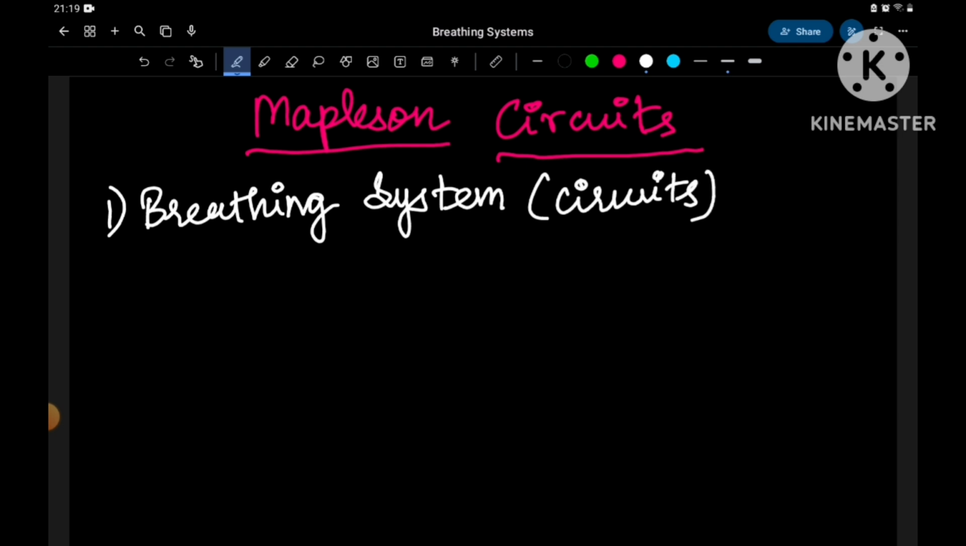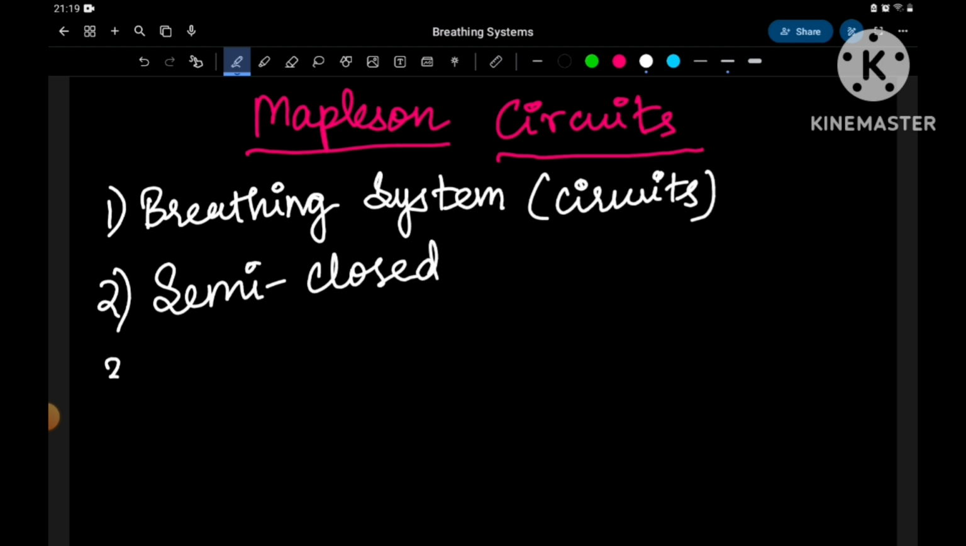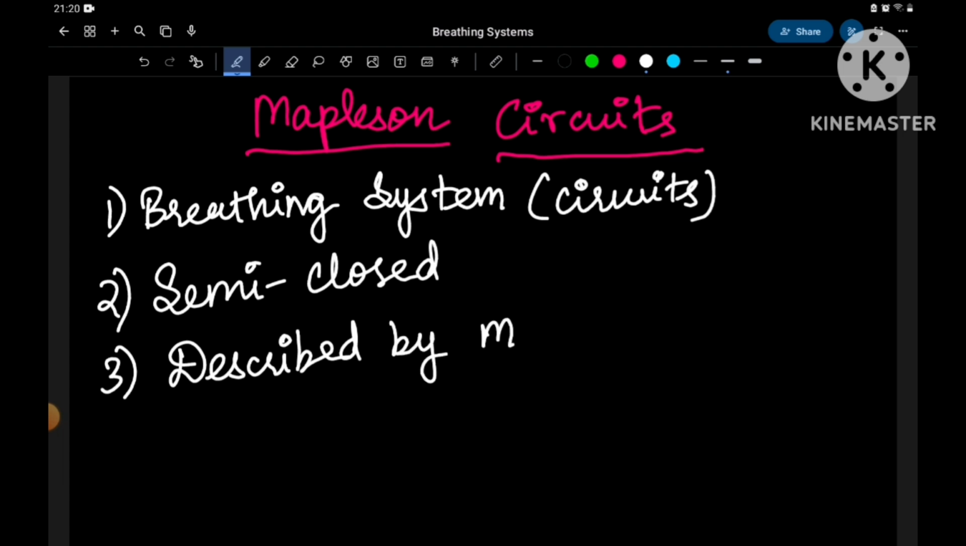So Mapleson circuits are a specialized type of circuit that is semi-closed. It is not completely open or completely closed. It is described by a person called Mapleson, hence the name.